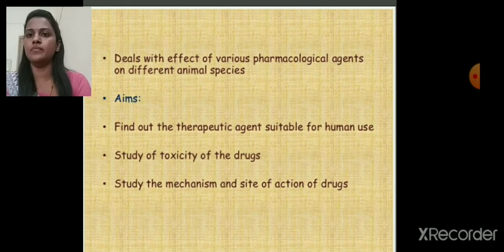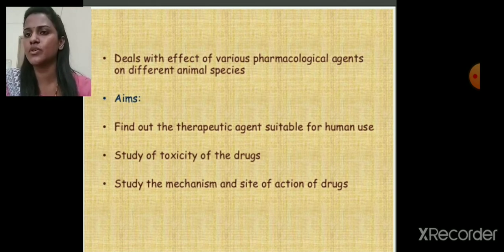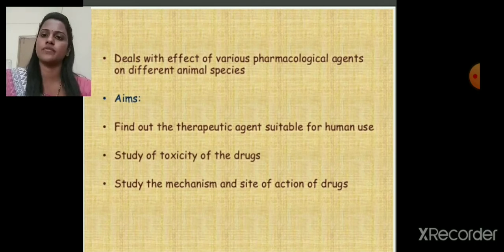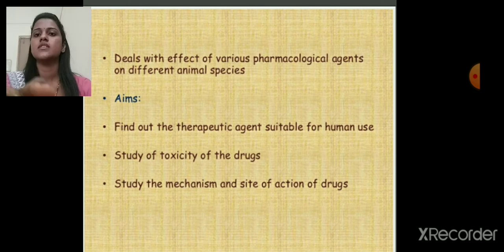Now this deals with the effect of various pharmacological agents on different animal species. Okay, so with the help of preclinical study, the various pharmacological effects are seen on the various species of animals. And the aim of this preclinical study is to find out the therapeutic agent which is suitable for human use, then to check the toxicity of the drug, and the study of mechanism and the site of action of the drug.